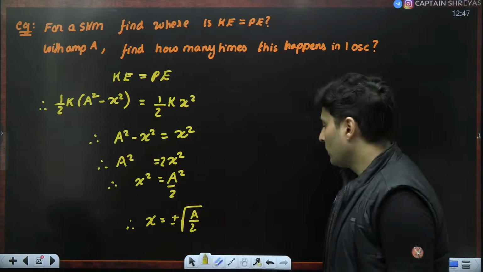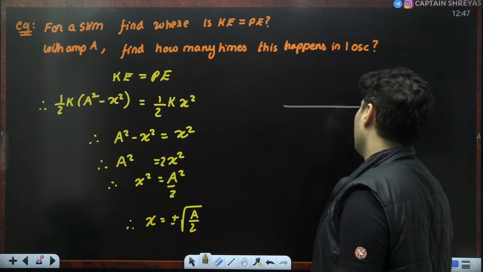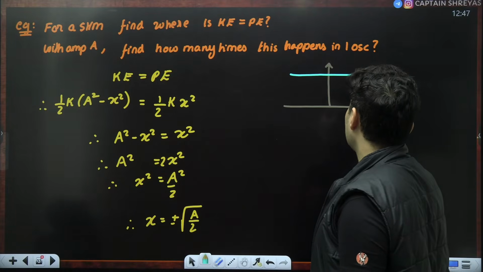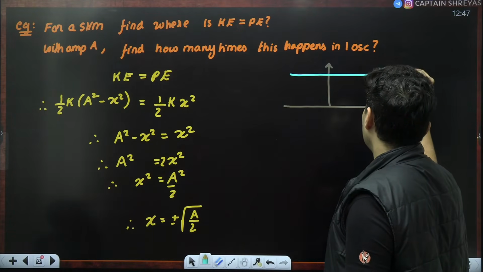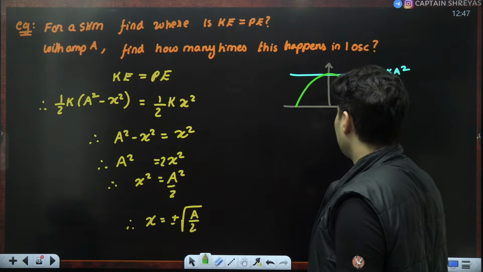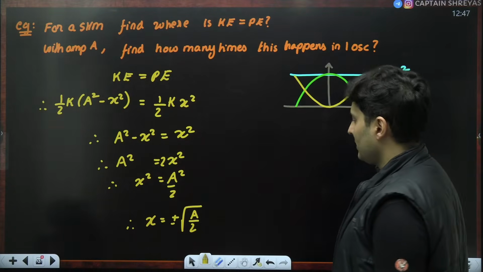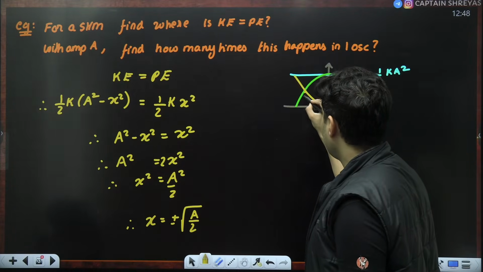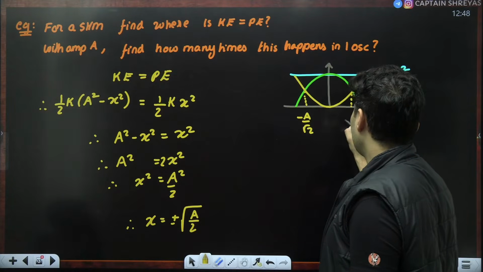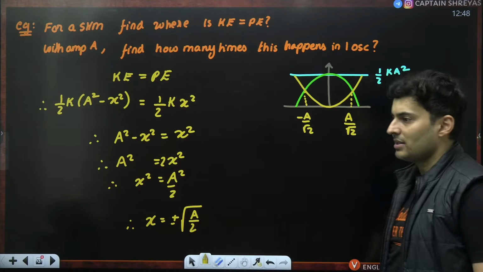So at both these locations, you will see potential energy will be equal to kinetic energy. If you remember the graph which was here like this, yep, it was like this. This was half k a square line. Then you had your kinetic energy graph like this, and the potential energy graph was basically like this. So one place is over here, which is minus a by root 2, and the other place is here, which is plus a by root 2. Both these places, kinetic and potential energies are equal.